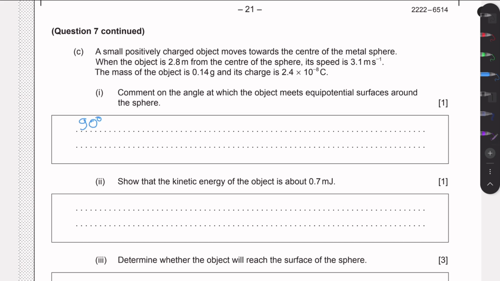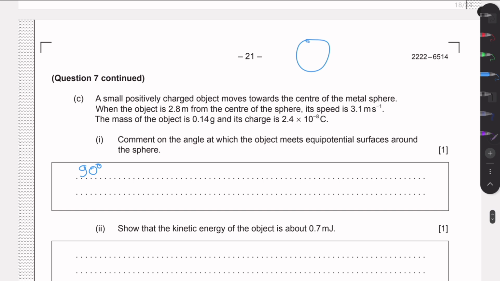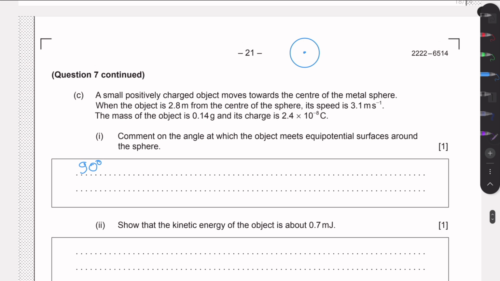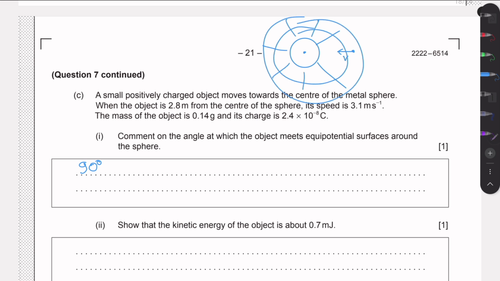And well, this is just going to be 90 degrees. If we think about the charged sphere over here, we know that the particle is moving towards the center, so its velocity will be directed right through the center of our sphere. And we also know that equipotential surfaces are perpendicular to our field lines. So these will be like concentric circles around our sphere, and if I could draw it more nicely, we would see that this is a right angle over here. So it meets it at 90 degrees.